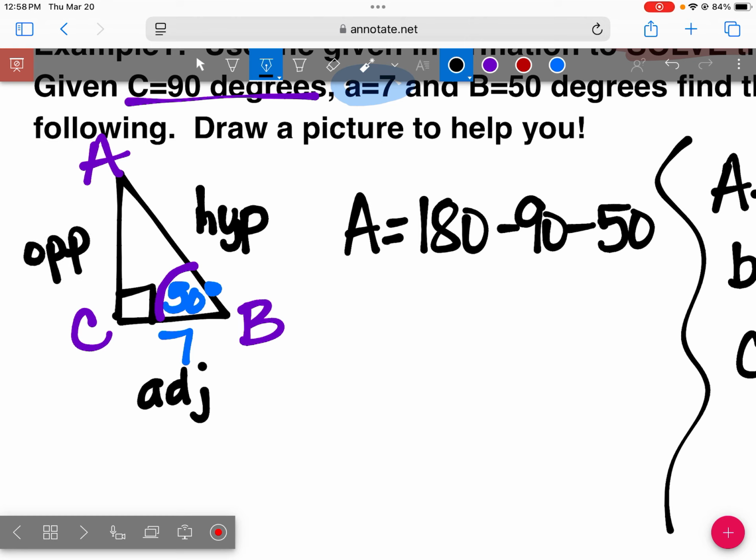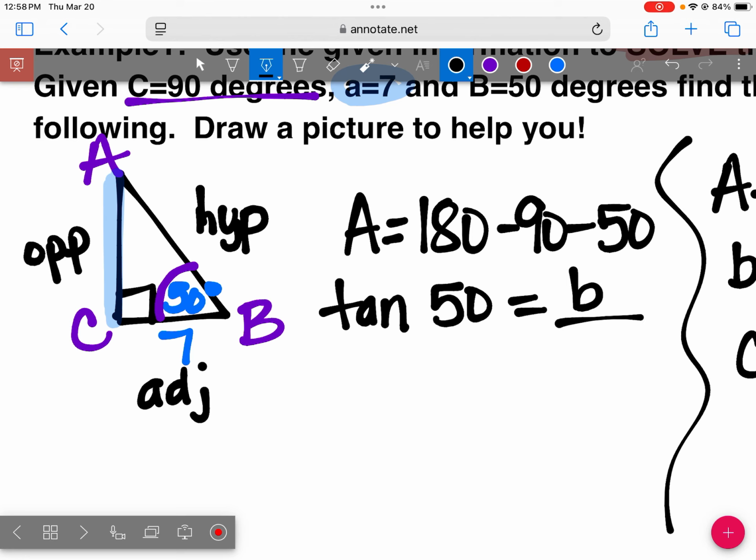So what I'm going to start off finding is this side right here. If I look at that side, I know that that is opposite and I know adjacent. So if I'm trying to find the opposite and I know adjacent, what trig ratio uses opposite and adjacent? Tangent. So we're going to have the tangent of 50 degrees equals opposite, which is little b, over adjacent. And you can make this a proportion if you want.